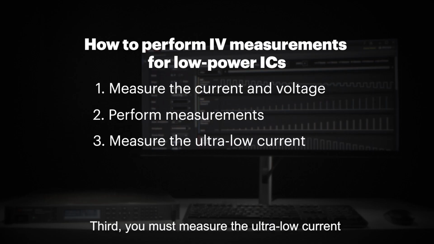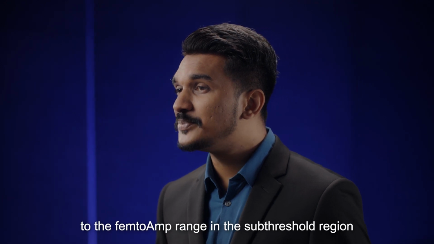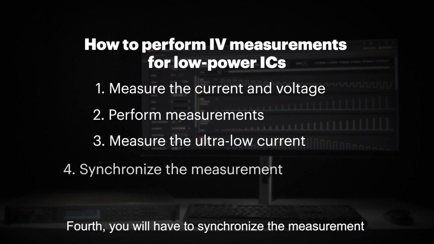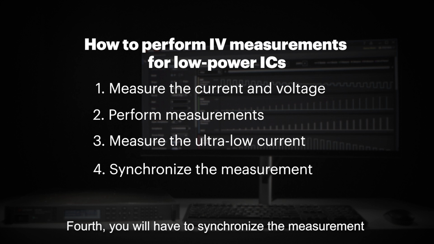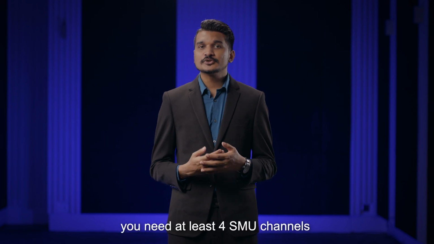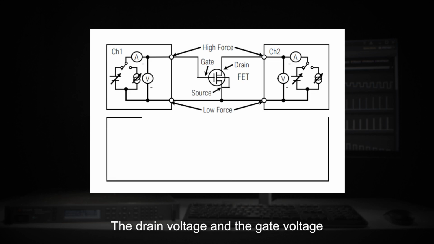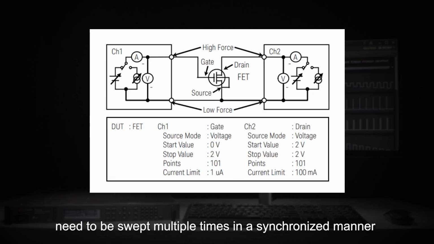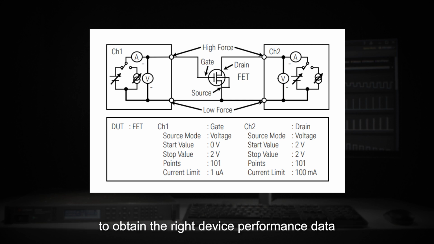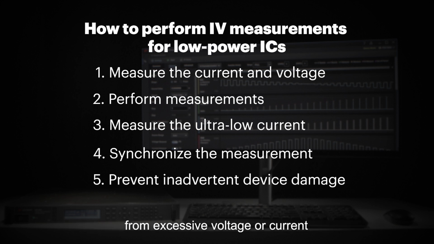Third, you must measure the ultra-low current for accurate leak current evaluation. For low power ICs, the measurement needs to go down to the femtoamperes range in the sub-threshold region. Fourth, you will have to synchronize the measurement at each device terminal. For example, for a basic transistor measurement, you need at least 4 SMU channels to characterize the device. The drain voltage and the gate voltage need to be swept multiple times in a synchronized manner to obtain the right device performance data. And lastly, you need to prevent inadvertent device damage from excessive voltage or current.